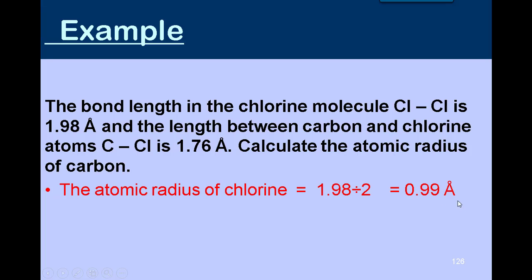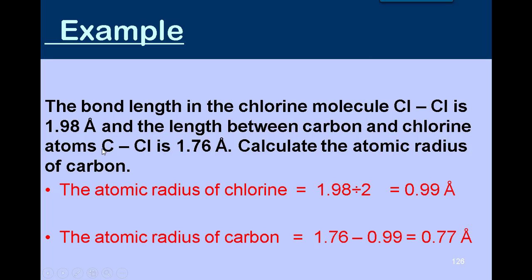So we have here the atomic radius of chlorine. How can we get the atomic radius of carbon? Simply, we have the bond length between chlorine and carbon, which is equal to 1.76, and we have the atomic radius of chlorine. By subtracting the two, we will get the atomic radius of the carbon atom.